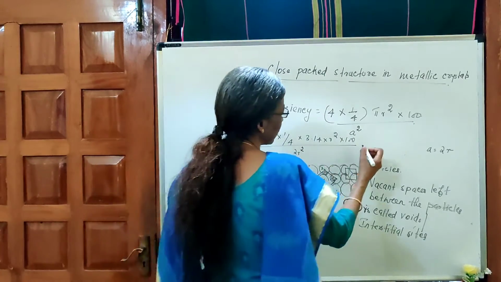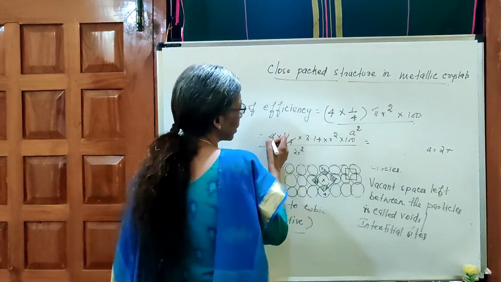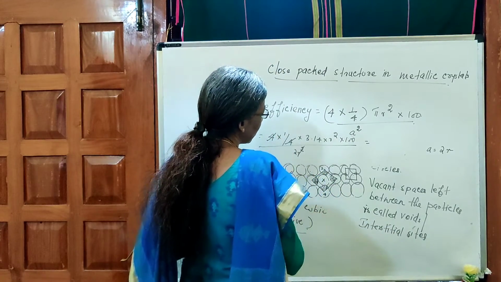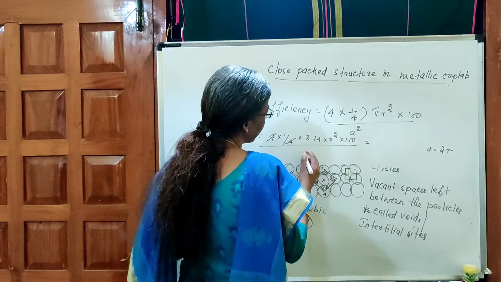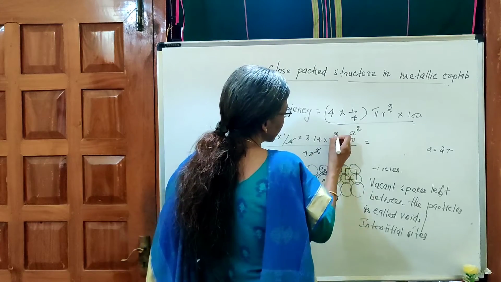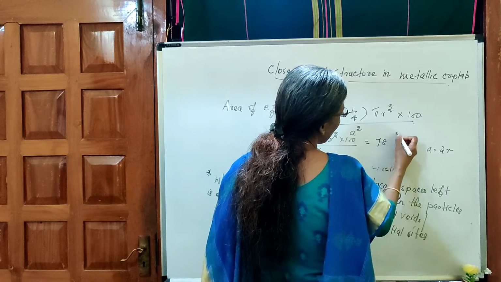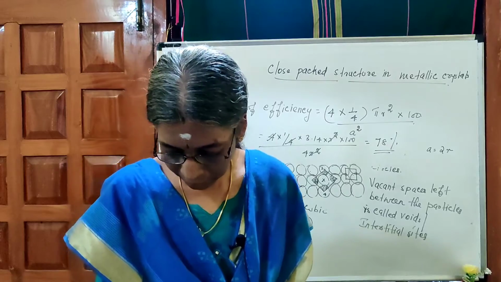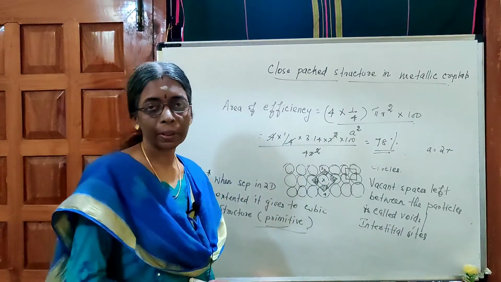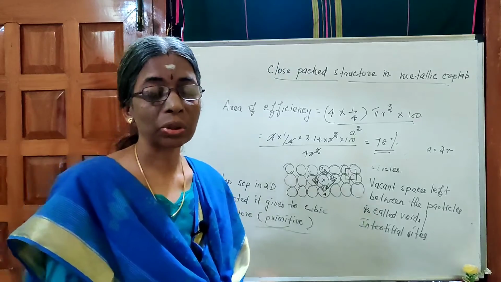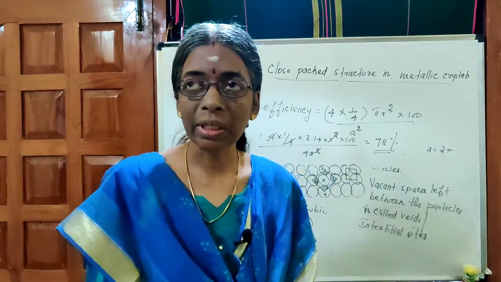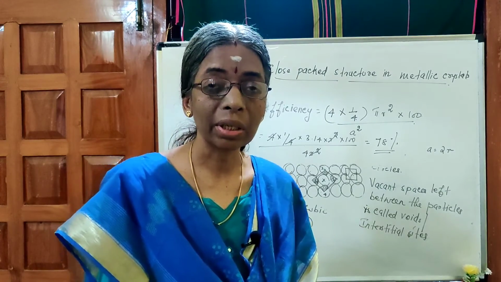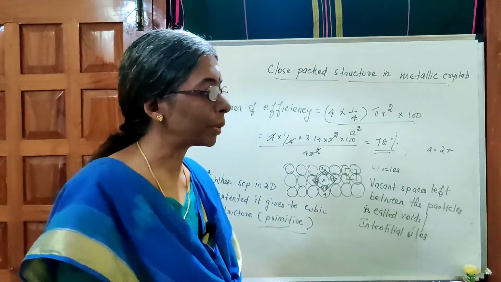If you simplify this, this will be cut off. (2r) square means 4r square. This and this will be cut off. Finally, you will get almost 78%. 78% is occupied by the spheres. Is it clear? That's in 2 dimensions. So the very important point: when the 2 dimension square packing is extended to 3 dimensions, you will get a cubic structure, that is a primitive cell.